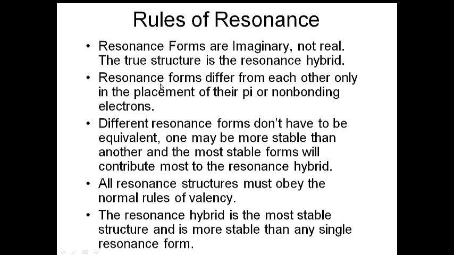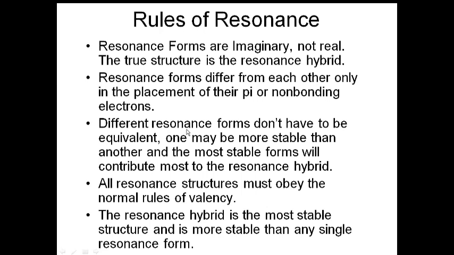But we've already seen this, that resonance forms or resonance structures differ from each other only in the placement of their pi, which means the multiply bonded electrons, or the electrons involved in the multiple bonds, be it a double or a triple bond, which we'll later on this week remember are pi bonds, or the non-bonding electrons. So that's how they differ. It's only in their placement. Of course, the difference in the placement of the multiply bonded electrons gives you a difference between a single bond, a double bond, and a triple bond.